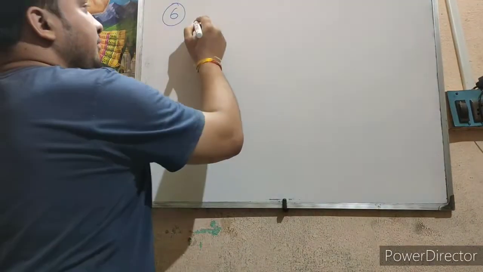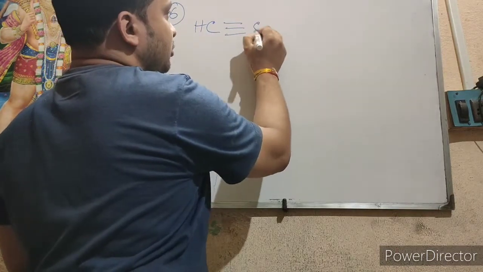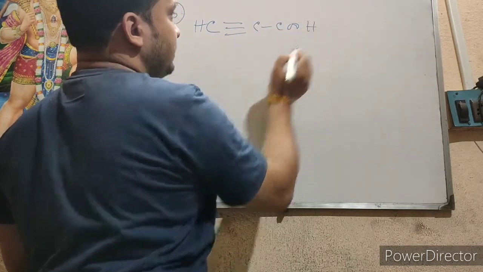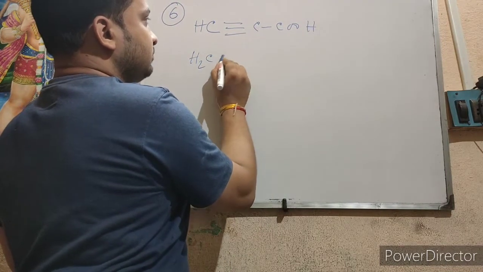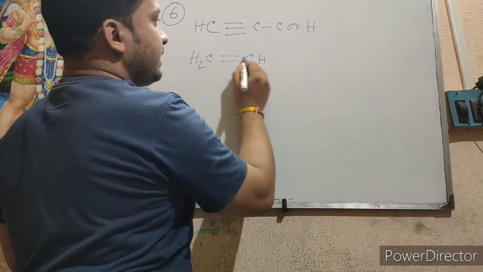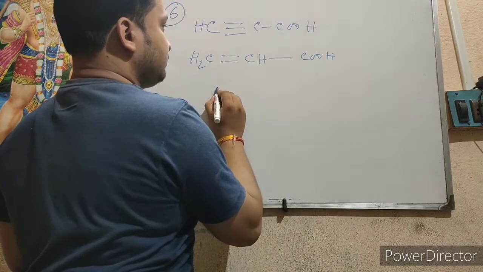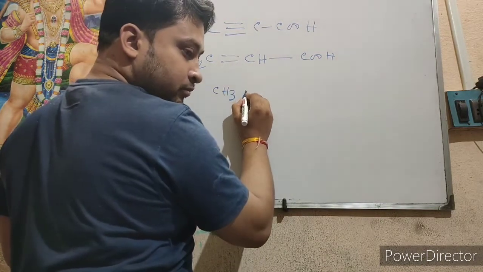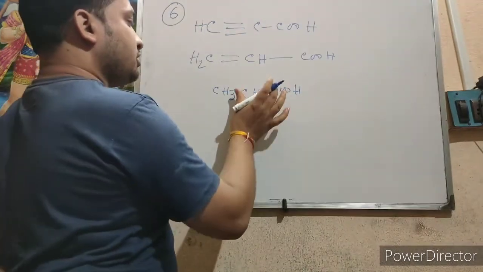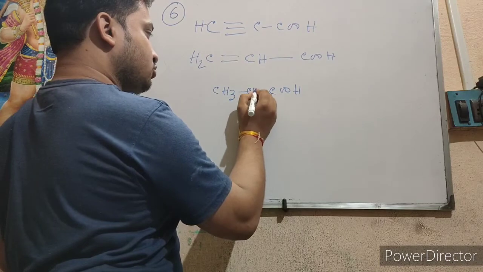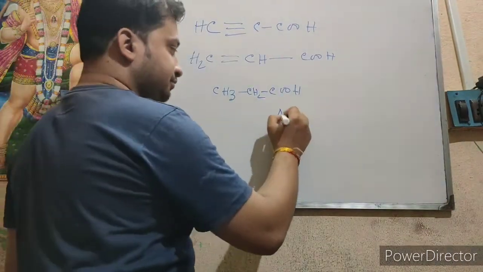Sixth question: HC≡C-COOH is the first compound, second is H2C=CH-COOH, and the third one is CH3CH2COOH. Write the acidic order.